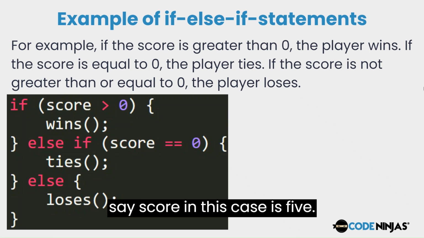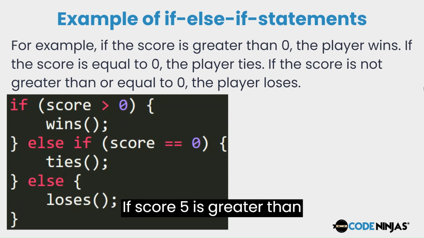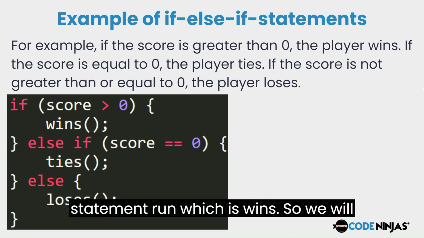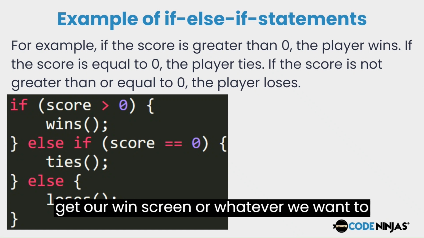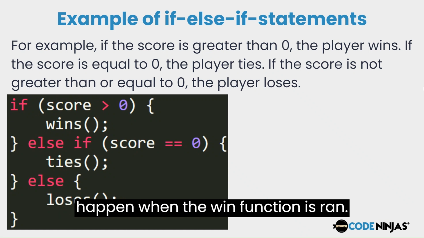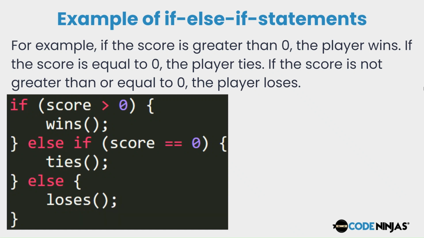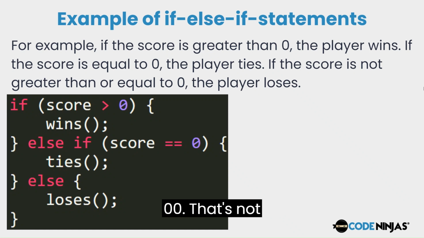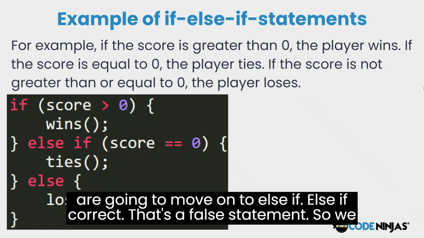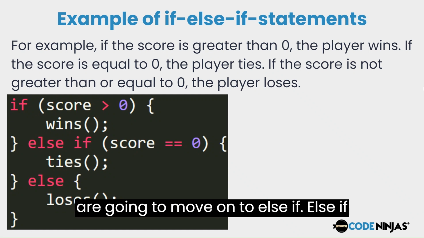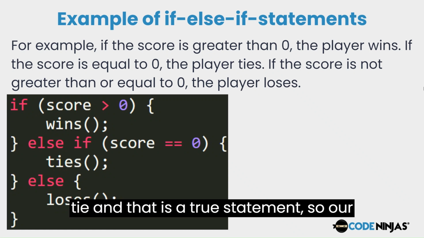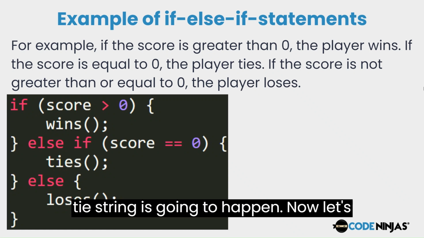Let's say score in this case is 5. If score 5 is greater than 0, obviously we have the first statement run, which is wins. So we will get our win screen or whatever we want to happen when the win function is run. Now let's say our score equals 0. If score 0 is greater than 0, that's not correct. That's a false statement. So we are going to move on to else if. Else if score 0 equals 0, we tie. And that is a true statement, so our tie screen is going to happen.